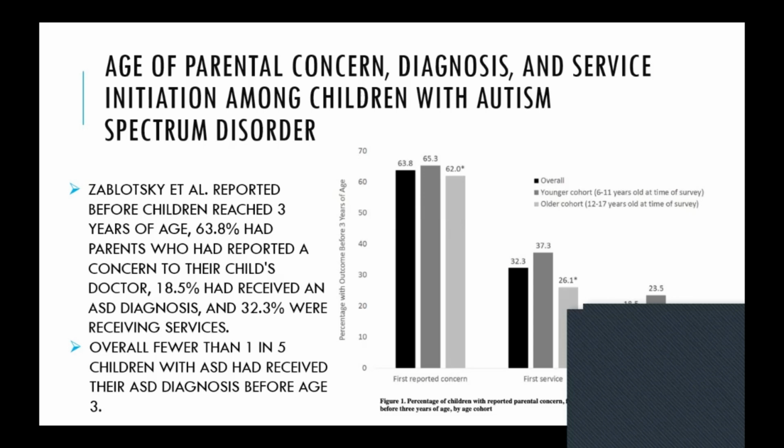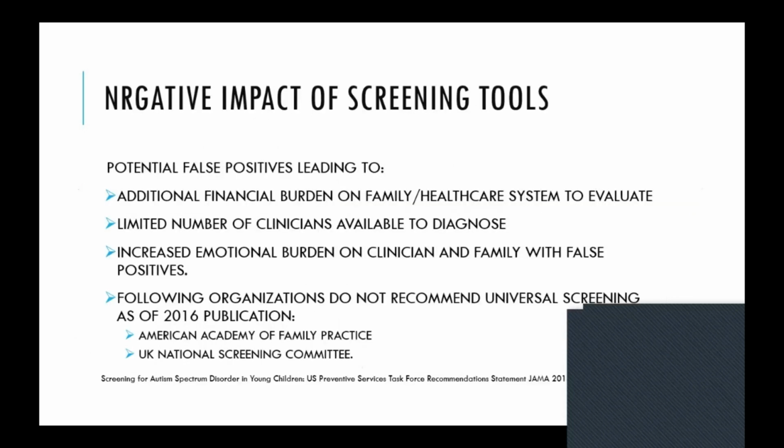Overall, the statistics show that fewer than 1 in 5 children with autism have been diagnosed before they're 3. And that just reduces the amount of time they have for their brain development and resolution of many of their symptoms. I'm throwing this in there. It is part of one of the articles, and there are negative impacts to screening tools. And they're important for us to remember.